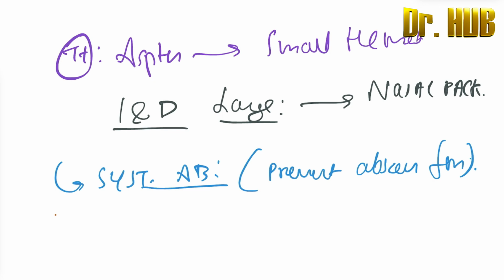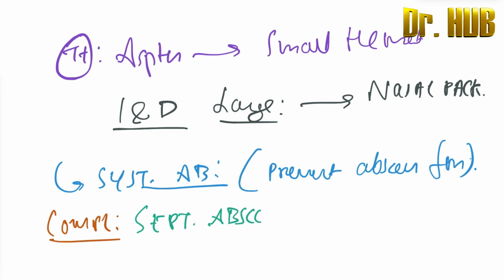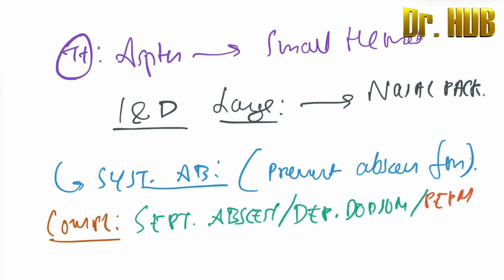So what are the complications here? The complications are septal abscess, then depression of the dorsum. Next is a permanently thickened septum. This is very important to note: a permanently thickened septum.